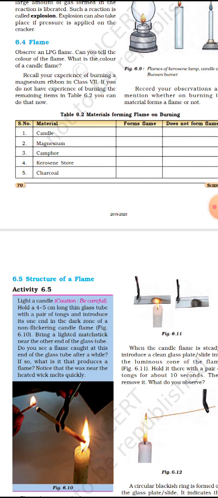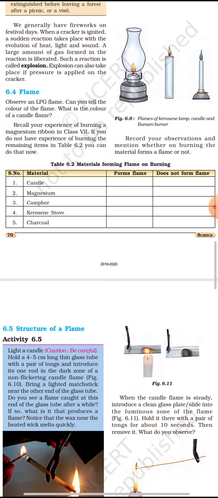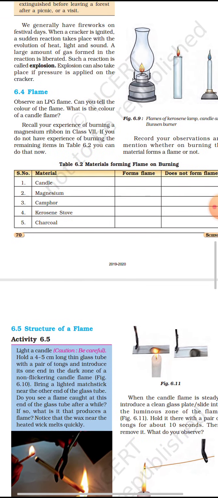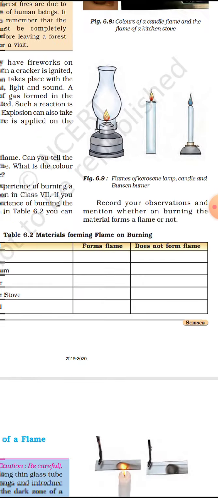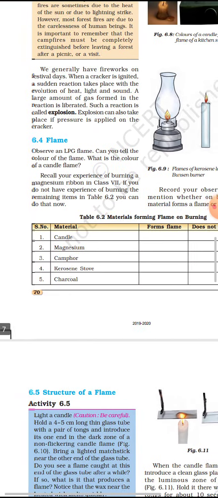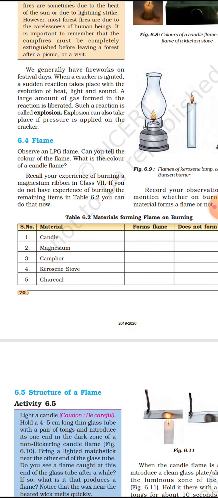Flame, see here, you see flames of kerosene lamp, candle and Bunsen burner given here. See the picture. You can see the different types of flames from the different materials. Observe the LPG flame. Can you tell the color of the flame? What is the color of the candle flame? Yes, the colors differ. The color will differ from object to object, and you can experience this at your home.